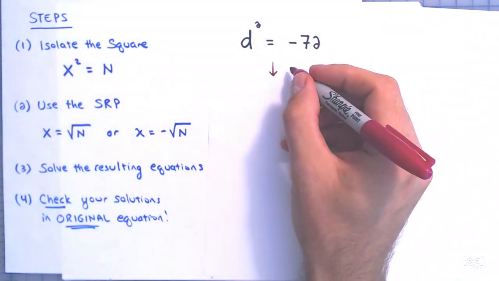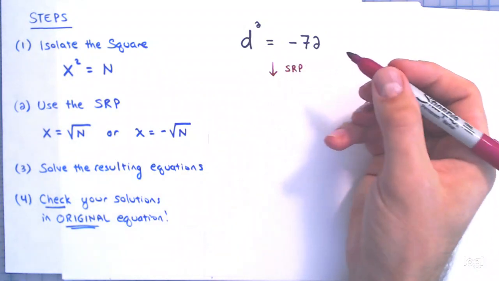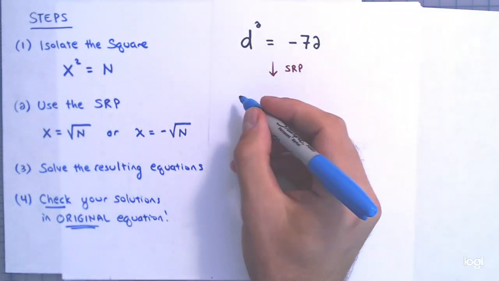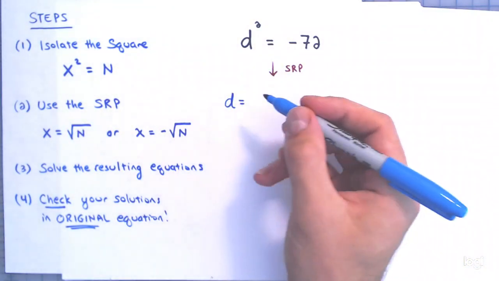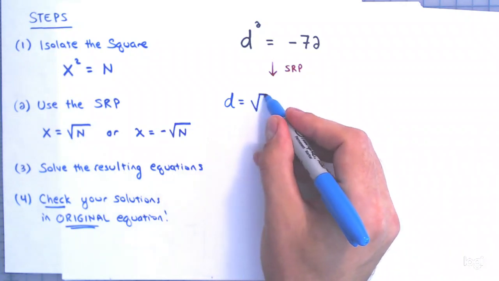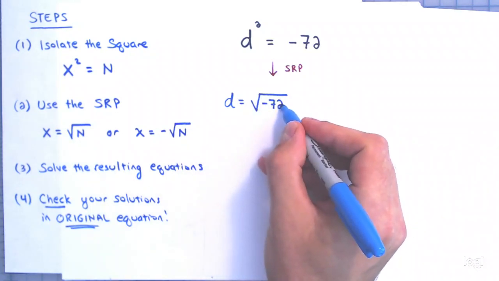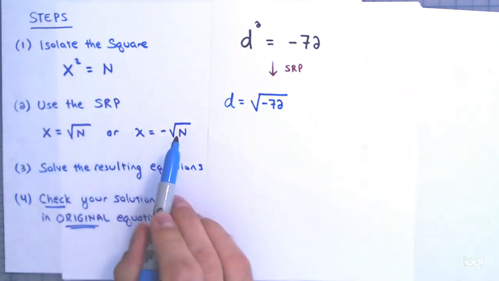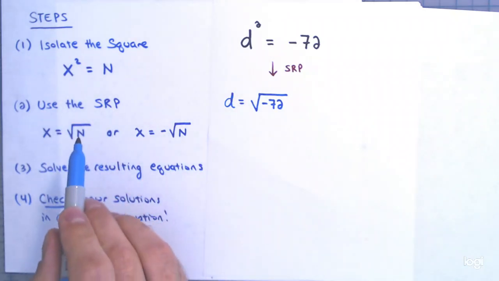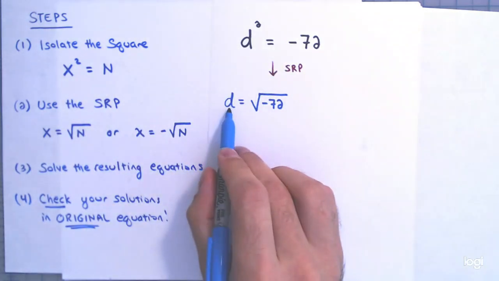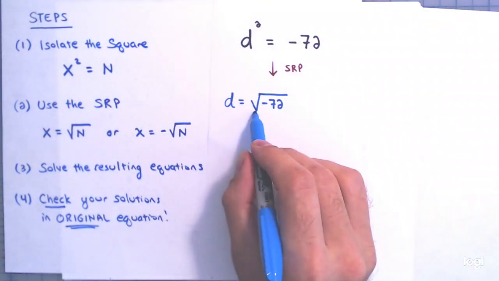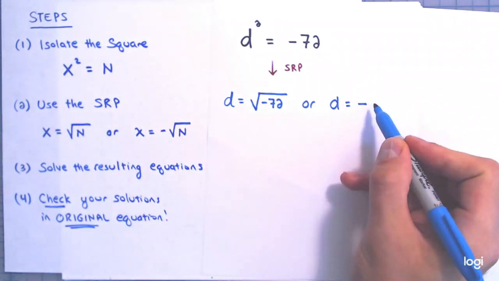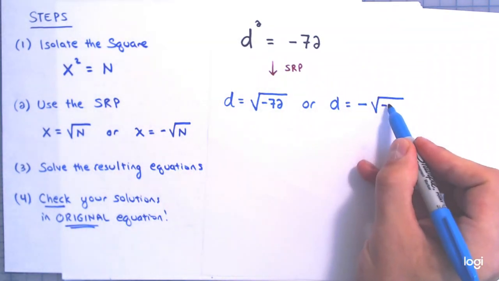The square is alone. Then by that square root property, the base on that square, the value of d, could be the principal square root of -72. Again, here n is -72 now, so I'm just replacing x with d and n with -72. So d could be the principal square root of -72, the positive square root of -72, or d could be the opposite of the square root of -72.